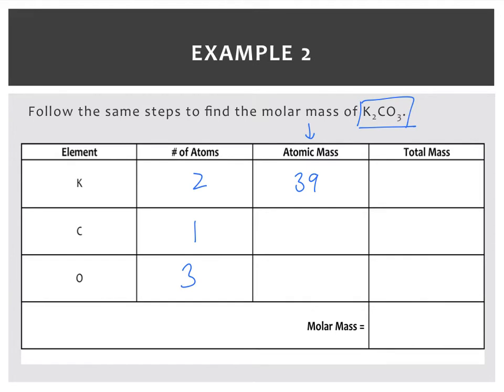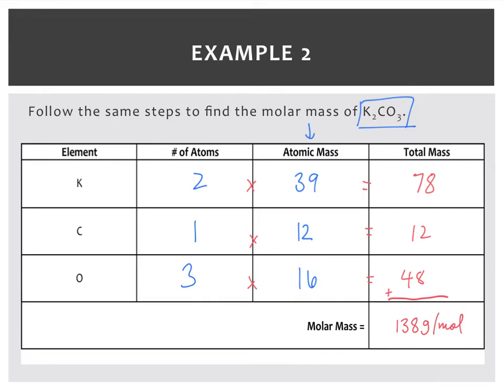Next we have carbon, and there's 12 grams for every carbon. And for oxygen, we have 16 grams. That's an example of rounding up. You might see it as 15.9999 and so forth. You must round it to 16. Next step, multiply across, and you should get 2 times 39 should get you 78. 1 times 12 is 12, and 3 times 16 is 48 grams. Add it all up, and you should get 138 grams per mole. So you need to reach 138 grams of potassium carbonate to reach 1 mole of this substance.